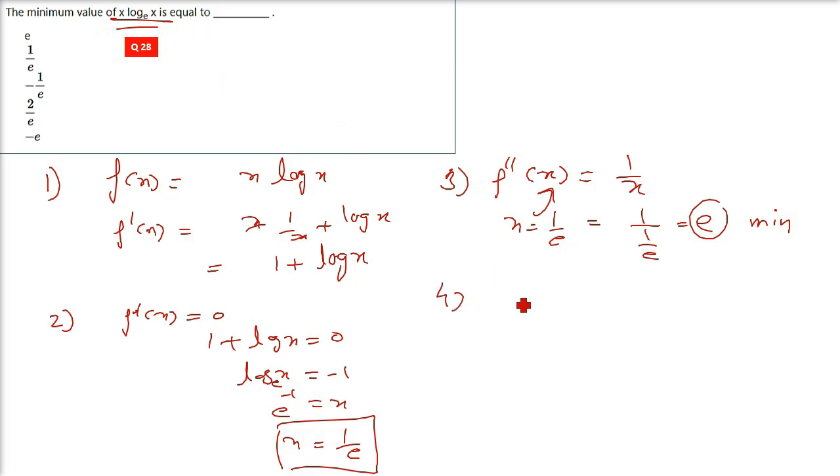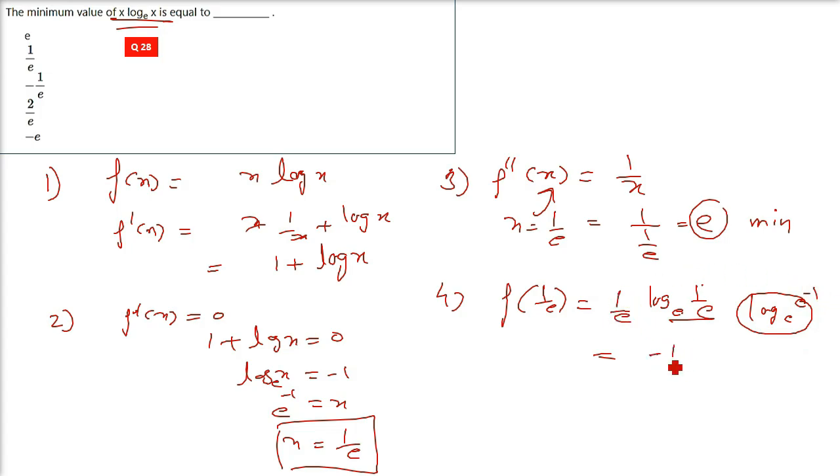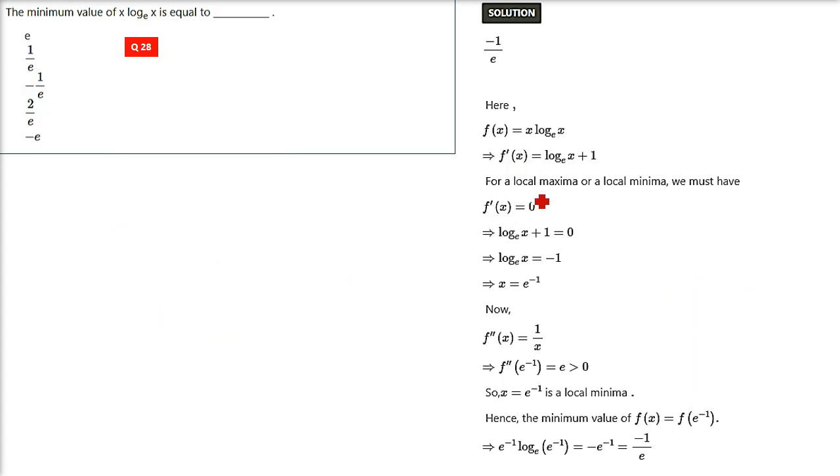So what is the minimum? f(1 by e) we have to compute. I am putting this 1 by e in the original function: 1 by e log of 1 by e. Now when you take this 1 by e as e raised to minus 1, because it is in the denominator, if you place it in the numerator, it will be the power of negative 1. So this is e to the power minus 1 log base e; the log e will get cancelled, negative 1 will come in front, so negative 1 by e. This is the final result which we can achieve here, and this is how we are going to solve this.